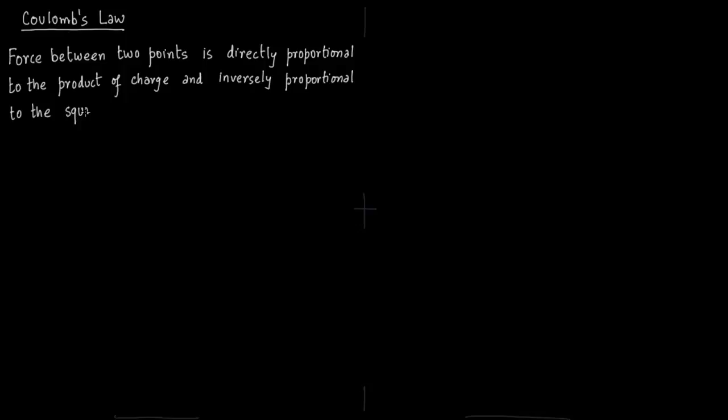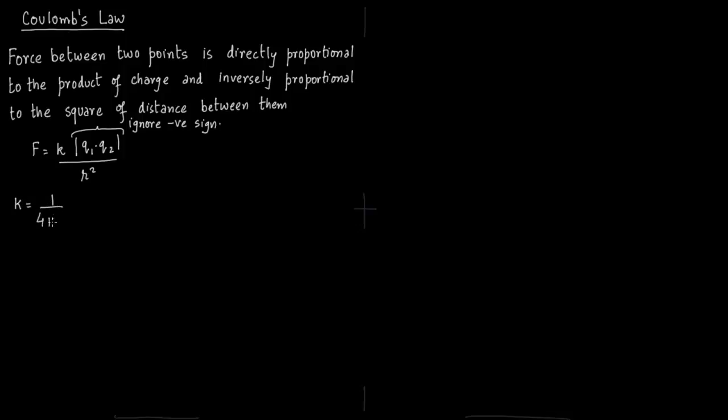So you have 2 point charges and we are going to give the formula for the force between them. The magnitude of the force is K times Q1 times Q2, take their absolute value, divided by R square, where R is the distance between the 2 point charges Q1 and Q2. Absolute value means you just ignore the negative sign of the charge. If there is a negative, you just ignore it.